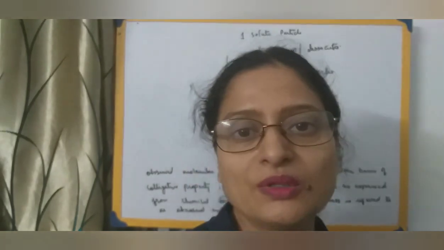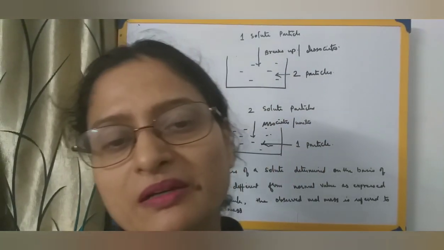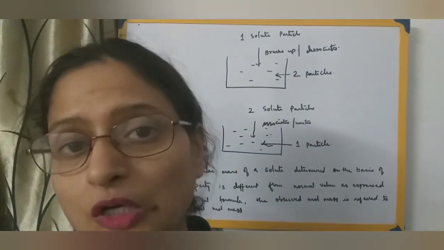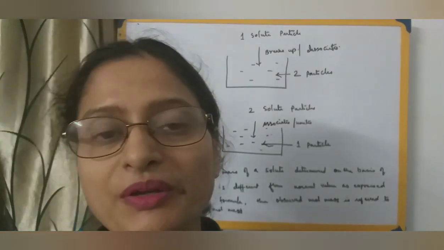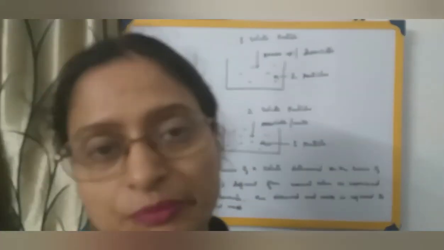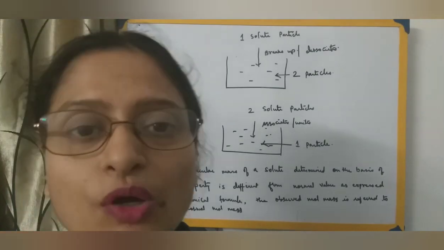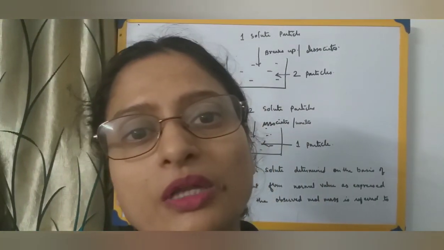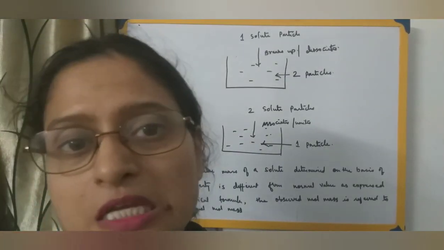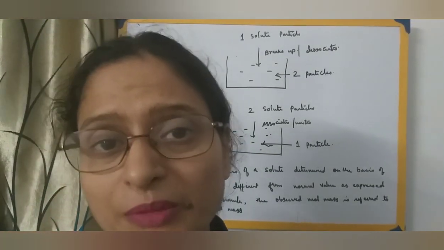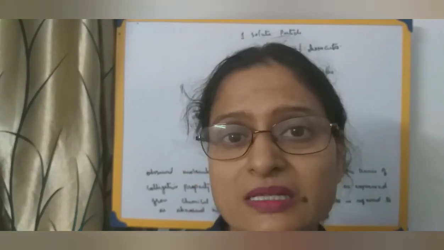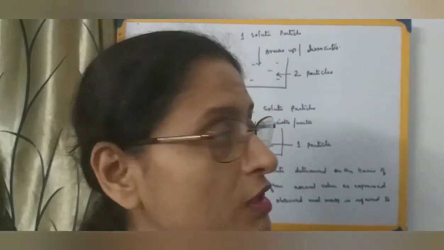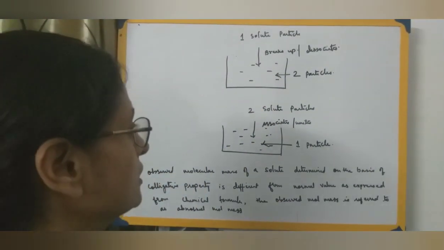Hello students, in this chapter, Solutions, we have started different colligative properties and derived the equations for various colligative properties. From these equations, we have found a formula to find the molecular mass of a solute. So let us study something more about the colligative properties as well as the behavior of the solute when it is dissolved in a solvent.